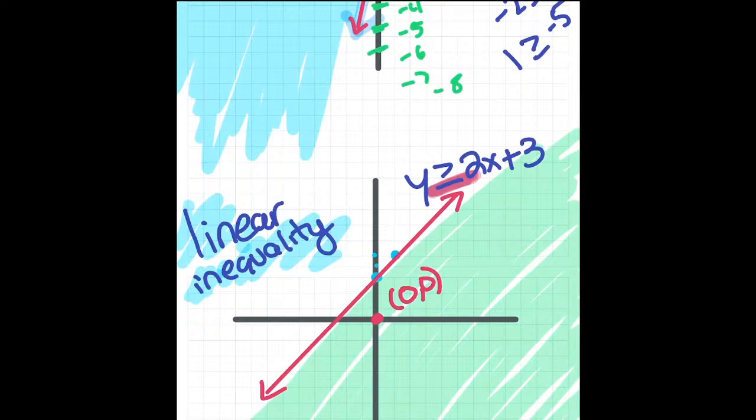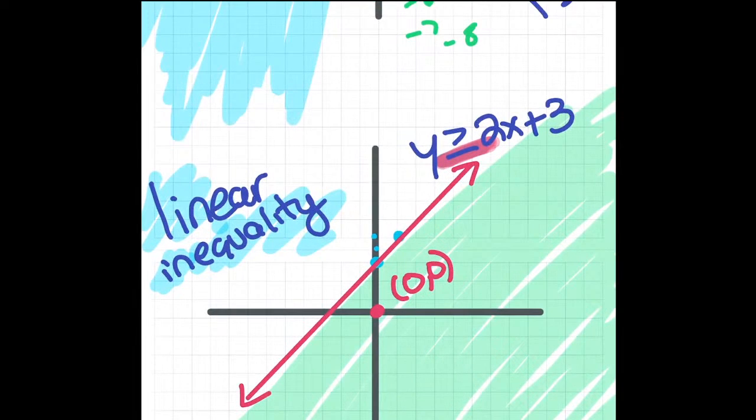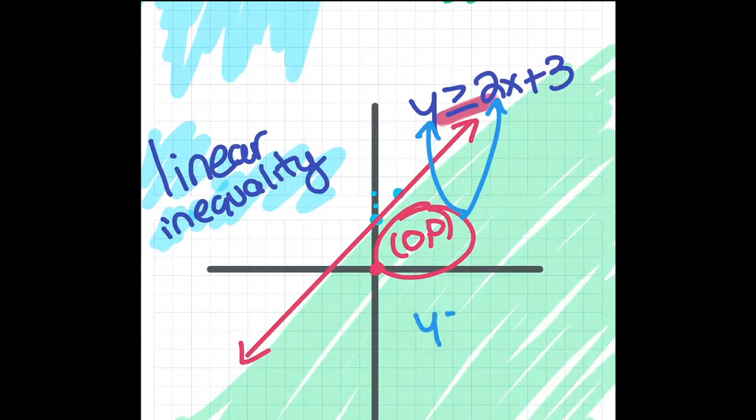If you say 0, 0 is part of your answer, you should be able to take it and put it into the equation. Here, let me point at it right. Okay? So I'm going to put 0 in for y and for x. So I'm going to rewrite the equation here first. Let's do 0 is greater than 2 times 0 plus 3.